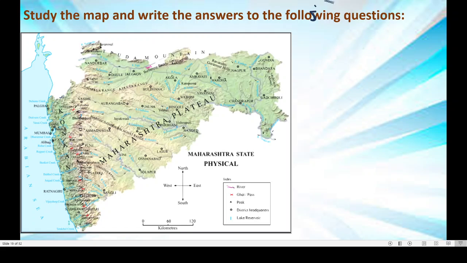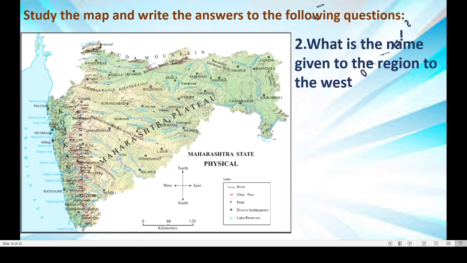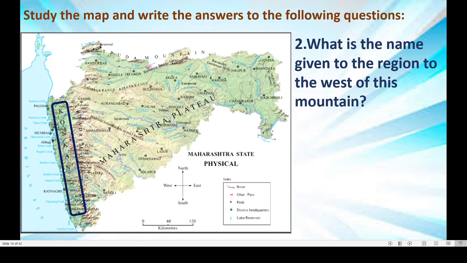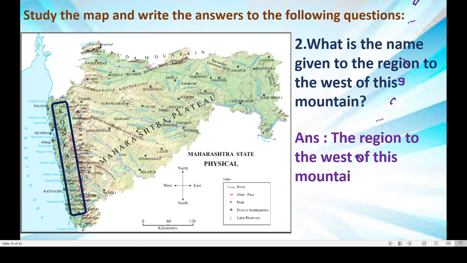Next thing is second question. What is the name given to the region to the west of this mountain? Here we know Sahyadri mountains are there. What is asked? What is the name given to the region to the west? West means again this side, right? What is the name given to the area? Yes, here. Correct. This is Konkan region. See this. Konkan. Okay, means coastal region. The region to the west of this mountain is called Konkan division or region. Okay, got this? Yes, dear children, like this we read the map.